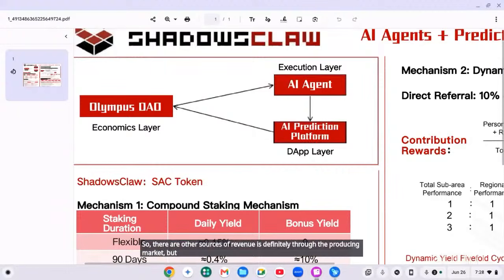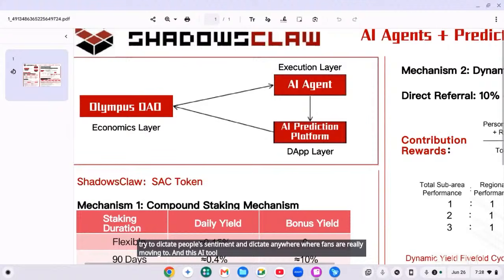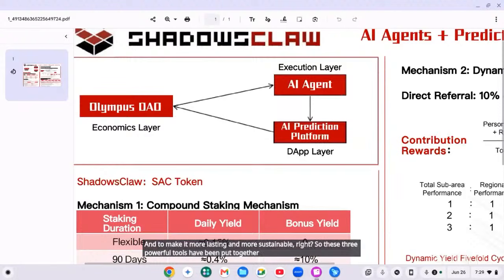But however, the actual drive is to create an AI agent that would monitor all the happenings in this space. They will analyze all the news, all the social media posts, try to detect people's sentiment and detect early where funds are really moving to. And this AI tool is another revenue generating tool that will be used to support what we are already earning on the Olympus DAO and to make it more lasting and more sustainable, right? So these three powerful tools have been put together to form what we call Shadows Cloud.